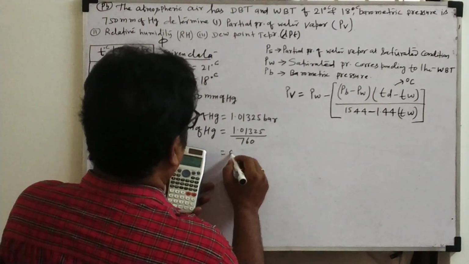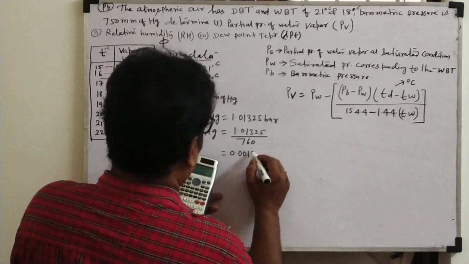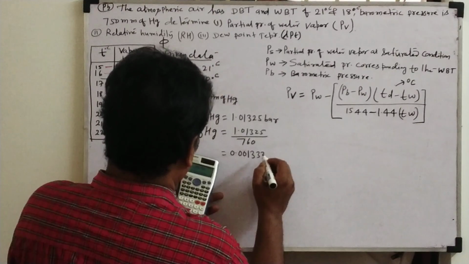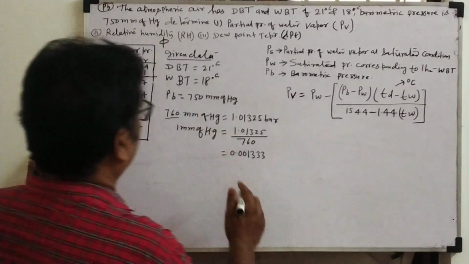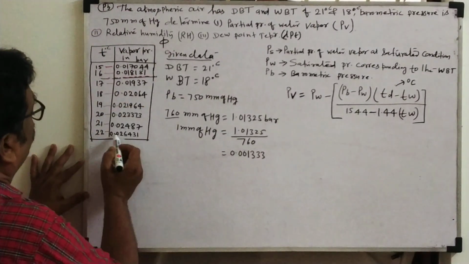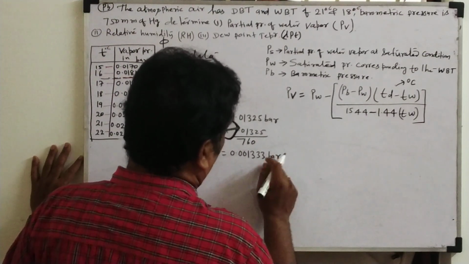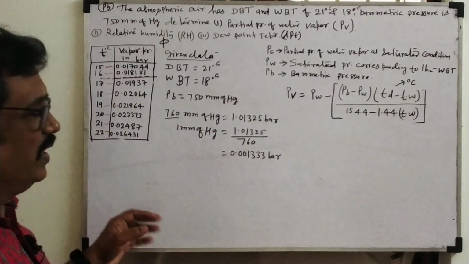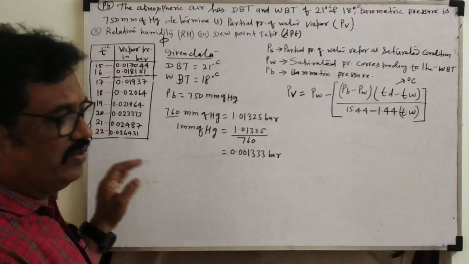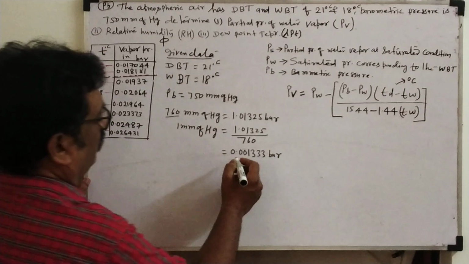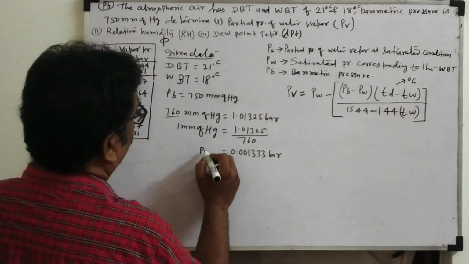That means 0.001333. I took 6 digits after the decimal. Why do we stop here? See the table, all the values are given to 6 digits. So we stop here. If you take more digits, there will be a very minor difference because it is a very small value, so we ignore the remaining digits. Now this is the value of 1 mm of Hg.